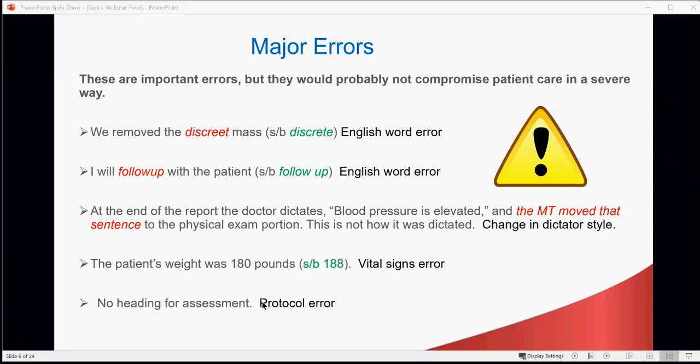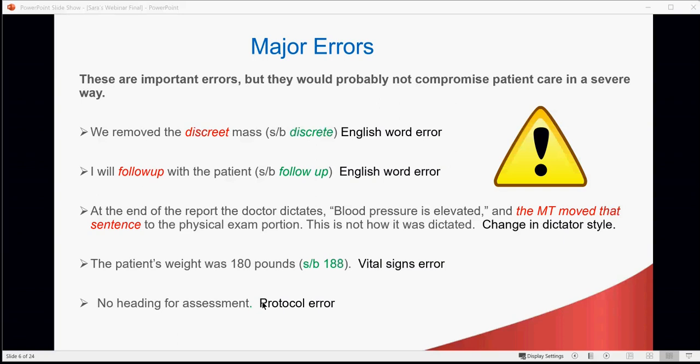The patient's weight was 180 pounds. Should be 188 pounds. That is a major vital signs error. I should note that if there was a greater discrepancy, this could be a critical error. For example, if we said the patient's weight was 380 pounds, and it should be 188, that would definitely be a critical error. Often medications are dosed on a patient's weight.